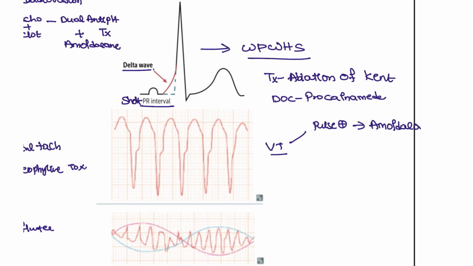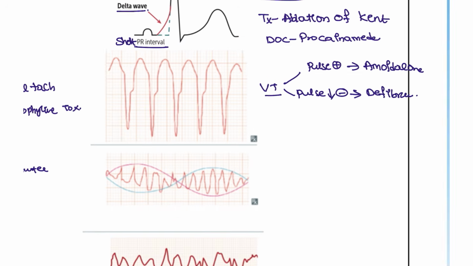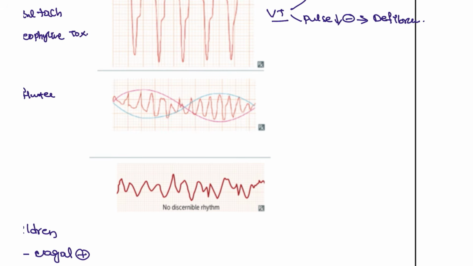But unfortunately, if the patient's pulse is not present, then you have to go for defibrillation. And here this is torsades de pointes. So increased QT interval can progress to torsades de pointes. This is torsades de pointes, and the patient can very likely die.